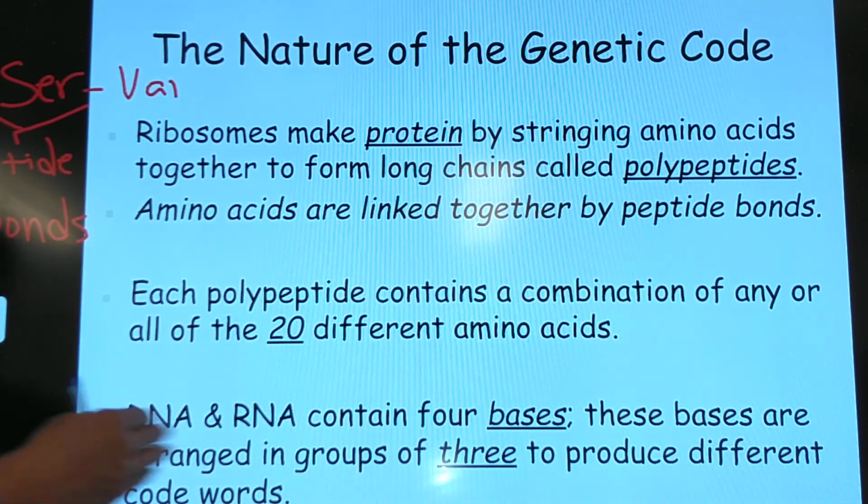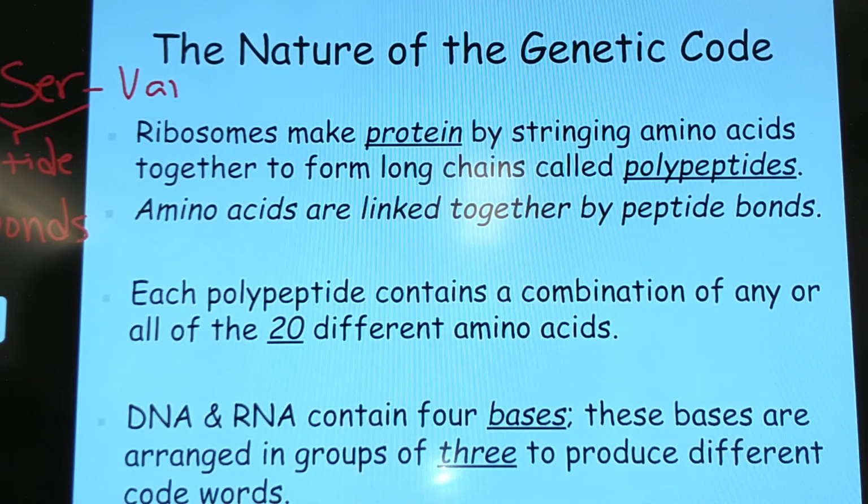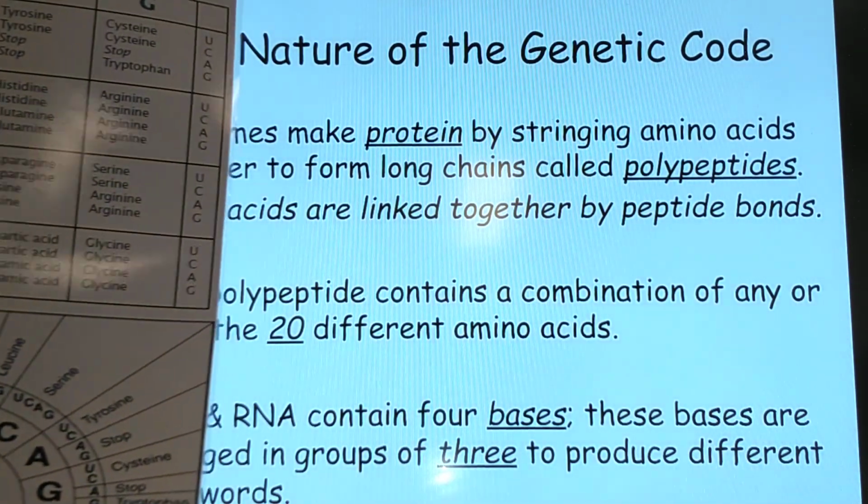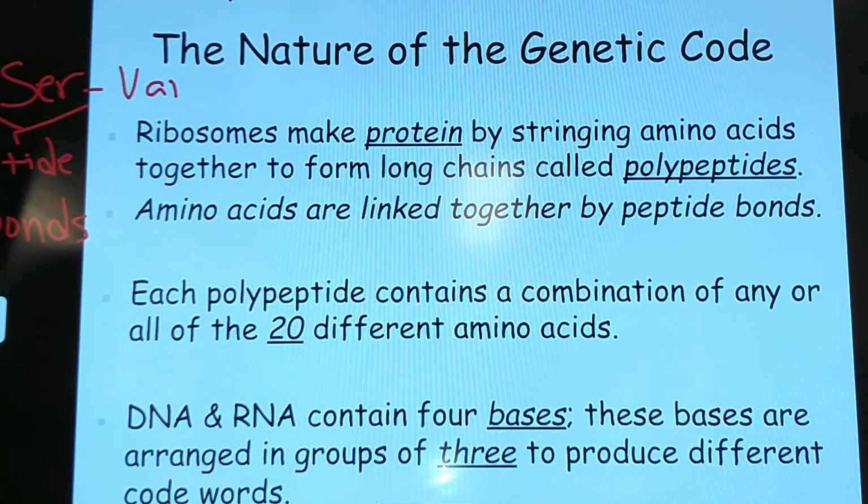And with those peptide bonds, you get a really long chain, poly means many, a long chain of these valines and serines and these 20 amino acids, with maybe an arginine or a histidine. You get a big old long chain of those. It's called a polypeptide because it has many peptide bonds. That big long polypeptide is what becomes a protein. So ribosomes make proteins by stringing together these amino acids. There's only 20 of them, but it's the combination, the order they go in, that determines what the protein is and what it does.